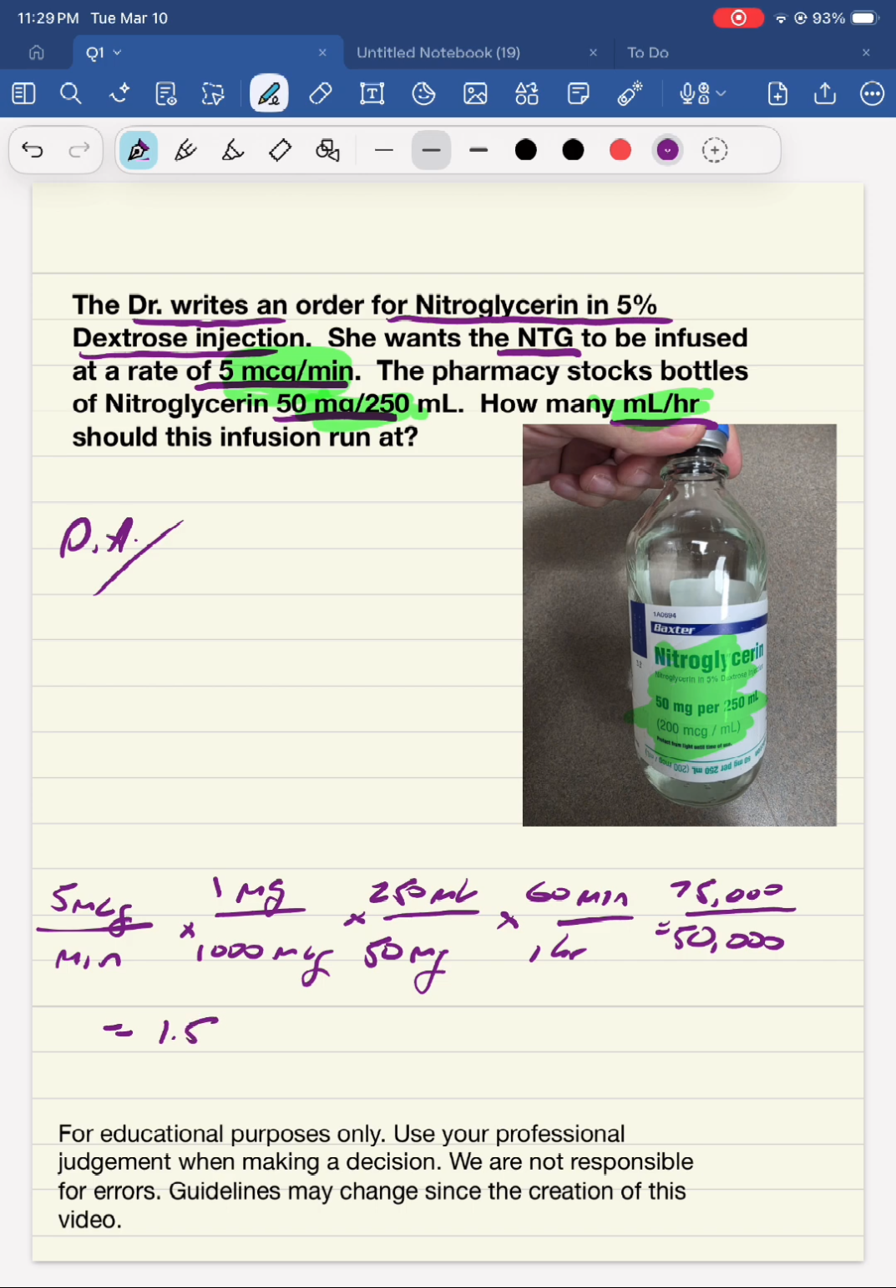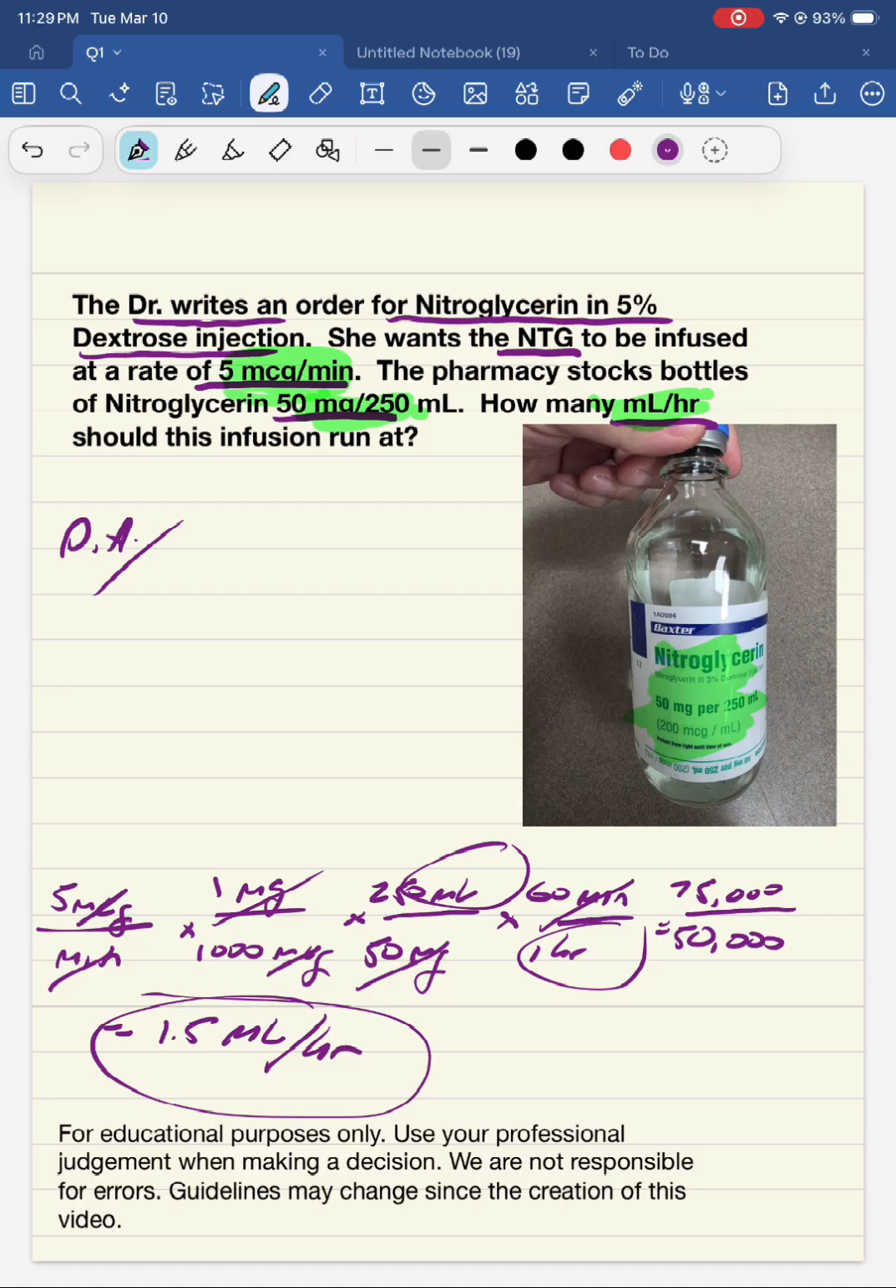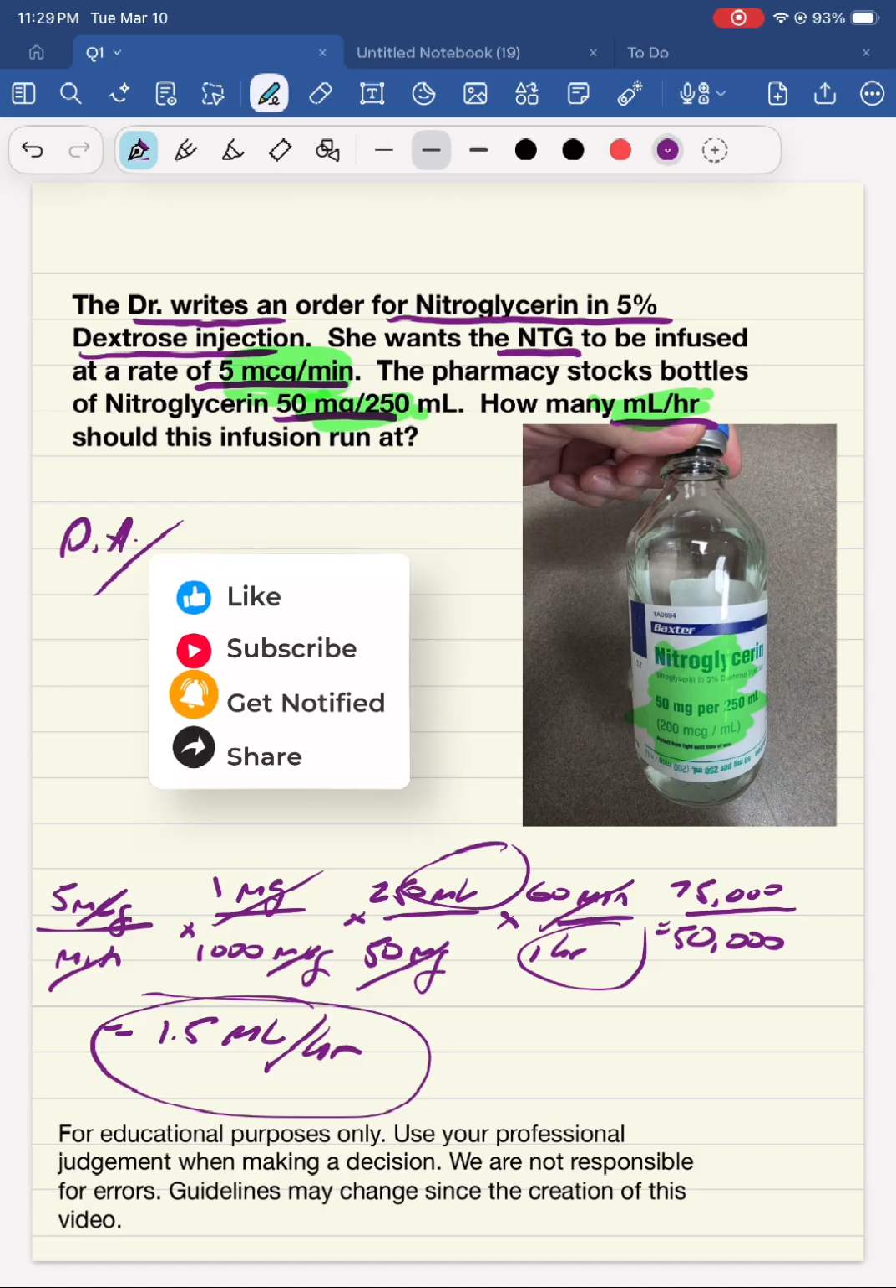And take a look, we're going to cross out the units that cancel out, micrograms with micrograms. And we're going to cancel out minutes with minutes. And we're going to cancel out milligrams with milligrams. And we're left with ml per hour. And that's what we want the answer to be, ml per hour. 1.5 ml per hour is what we're going to run this infusion at. And next, we're going to do ratio proportion.